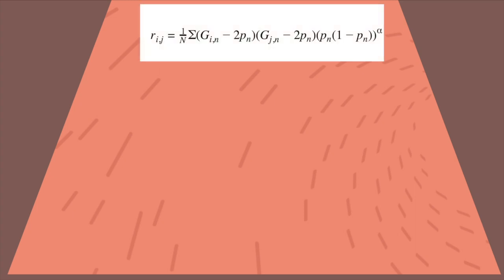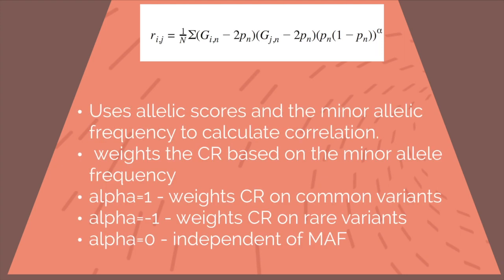The weighted allelic correlation approach is used for calculating the coefficient of relatedness by looking at the correlation between the allelic scores for each individual's SNPs. This correlation is then weighted by the minor allelic frequency, whether that's proportional, alpha equals 1, unrelated, alpha equals 0, or inversely proportional, alpha equals -1, to the minor allele frequency of the SNP. The alpha parameters allow us to weight your empirical pedigree based on the sharing of common versus rare alleles.